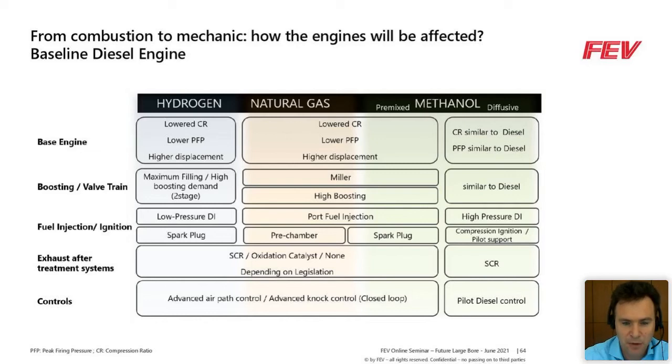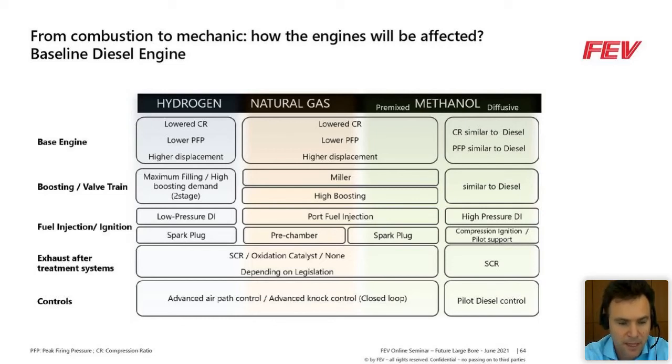On the other end, with methanol diffusive, we can keep more or less the same features as a standard diesel engine, and of course a high peak firing pressure and a high compression ratio, similar to diesel, are beneficial to increase efficiency. Boosting is also another big topic. For example, in hydrogen, we know that the boosting demand is high. We run very lean or ultra lean, and especially if you want a solution without aftertreatment, we need ultra lean combustion systems. So this will for sure increase the demand on the boosting side.